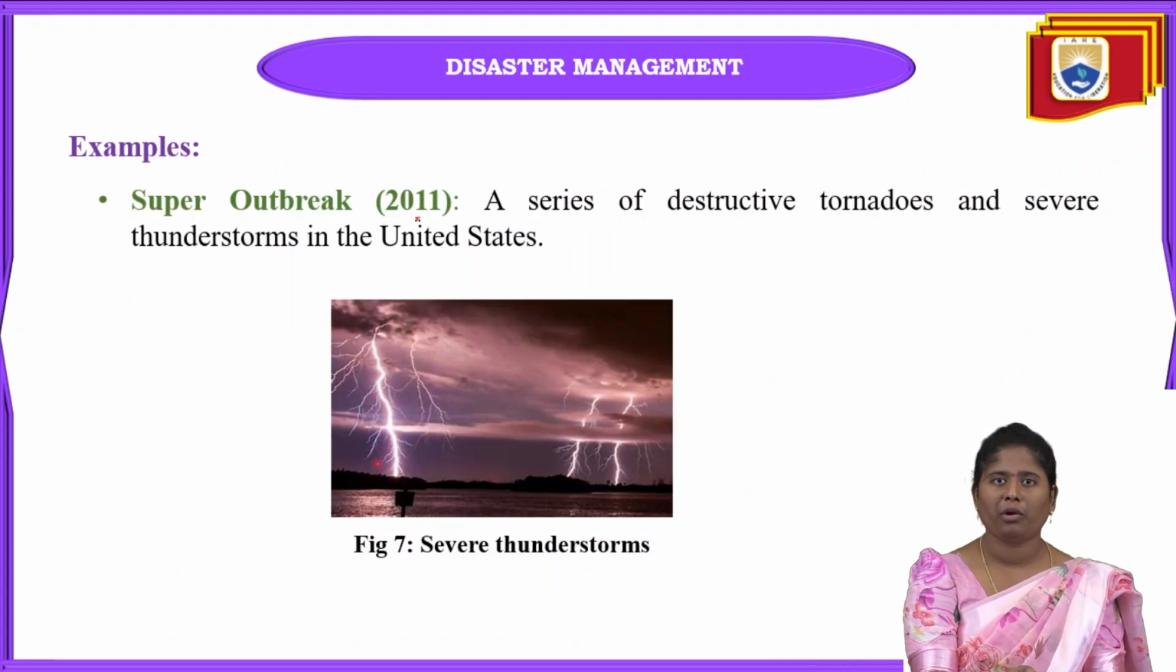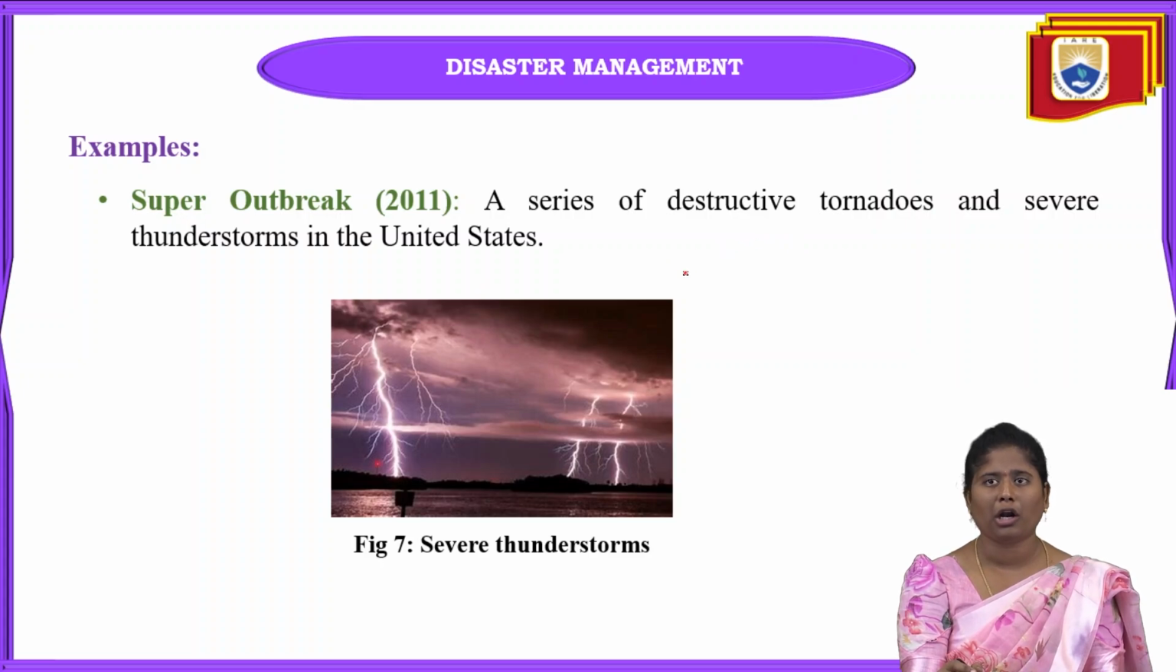One example I took here is a super outbreak. It occurred in 2011 in the USA. Because of severe thunderstorms, a series of destructive tornadoes happened, and severe thunderstorms also happened in the USA. You can see the picture like this. Severe thunderstorms are going to happen.